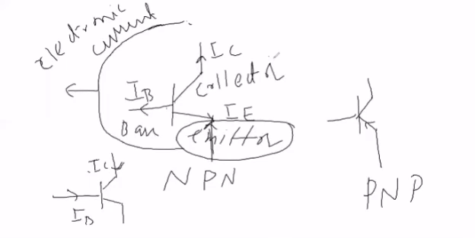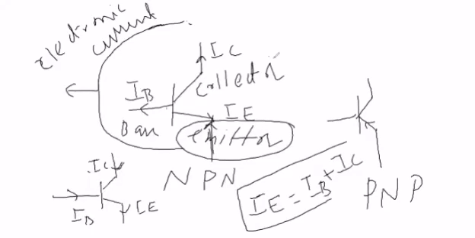And IE is this current. From Kirchhoff's law, you can add IB and IC to get IE, the emitter current. The emitter current is equal to IB plus IC. So this is conventional current, and its direction is different from the electronic current direction.